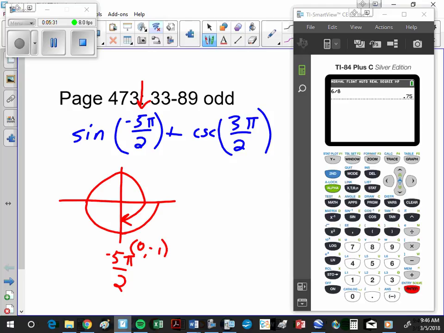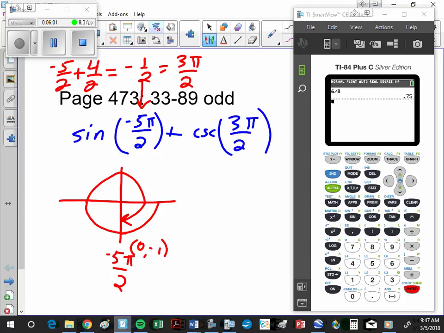Now, if you don't like doing that, you can always reverse the angle. What would I do to negative 5/2 to turn it into the smallest positive angle I can? Add 4 over 2, or 2 pi. So negative 5/2 plus 4 over 2 is negative 1/2. Add it again, and we get 3 pi over 2.